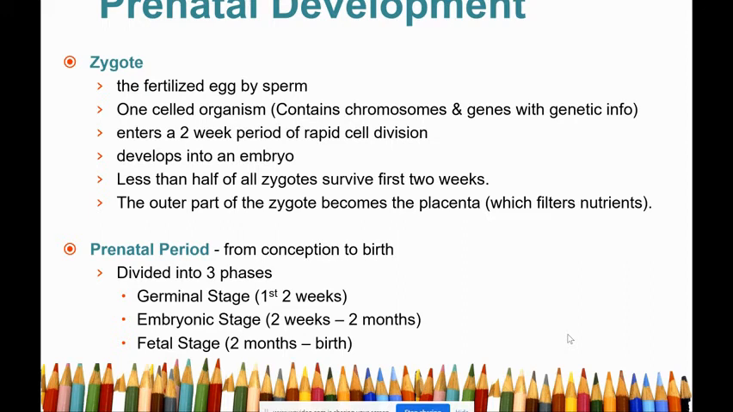Once that zygote is formed, it begins this process towards finding a little home in your mom's uterine wall. Most of the time, that doesn't happen. Most of the time, those zygotes fail to attach, and that's the end of their story. Less than half of zygotes make it through the first 2 weeks. Those that do make it find a spot on the uterine wall to attach themselves, and once they're attached, they begin working on the creation of the placenta.